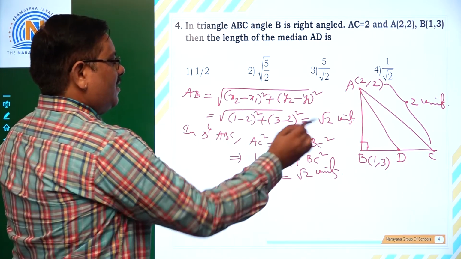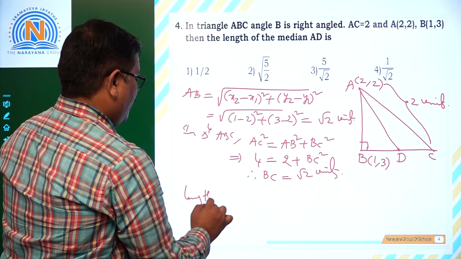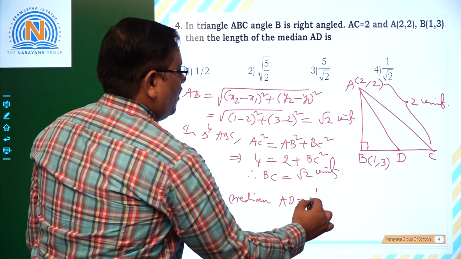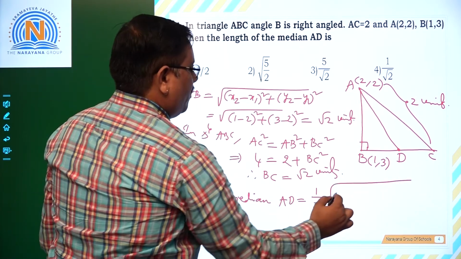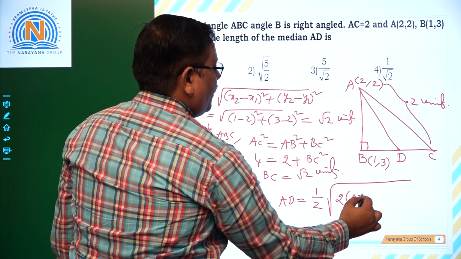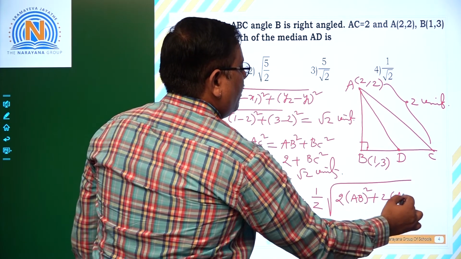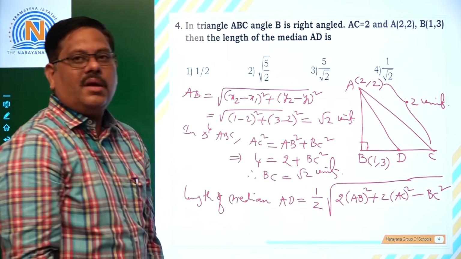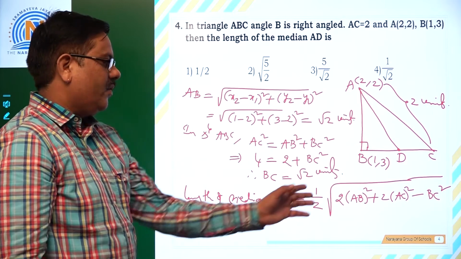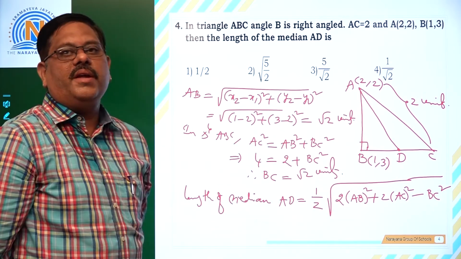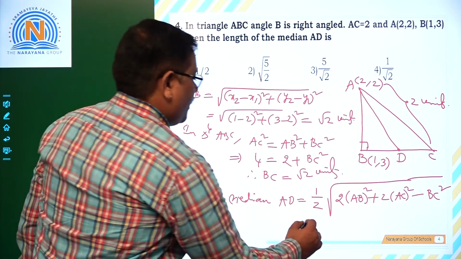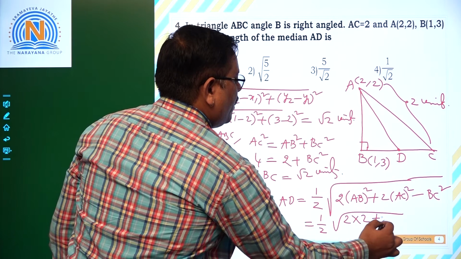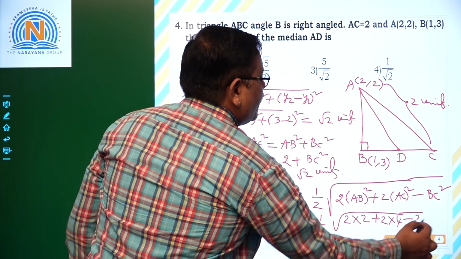Now, what is the length of the median AD? It is given by 1 by 2 under root of 2 times AB square plus 2 times AC square minus BC square. How do you get it? Using the Apollonius theorem statement we can find the length of median AD. That is half into the square root of 2 into AB square, which is 2, plus 2 into AC square, which is 4, minus BC square, which is 2.